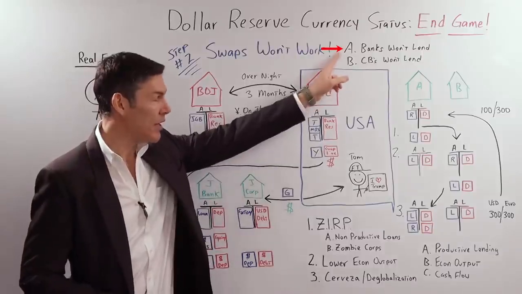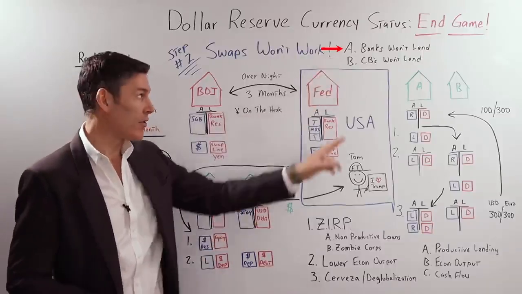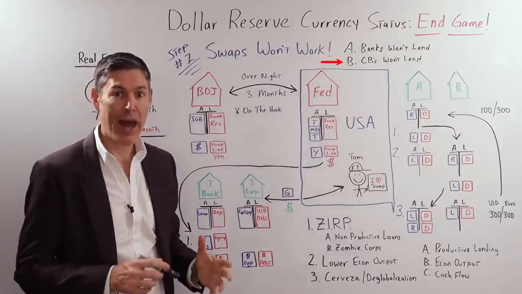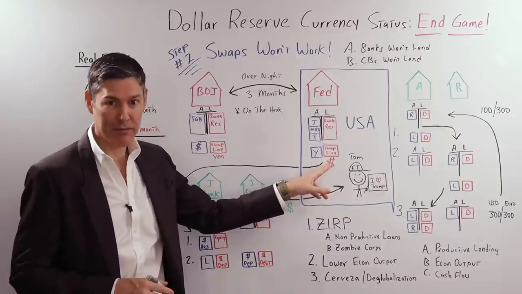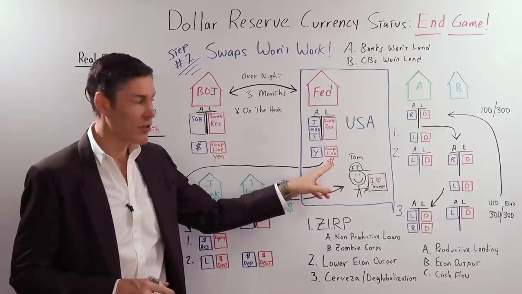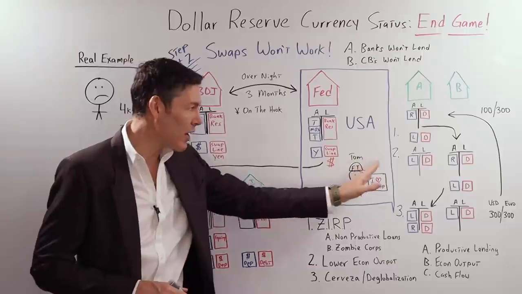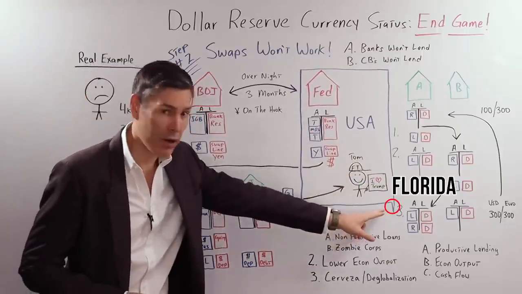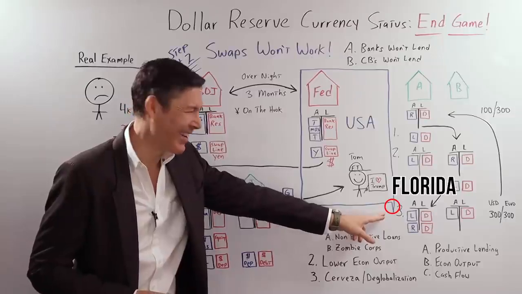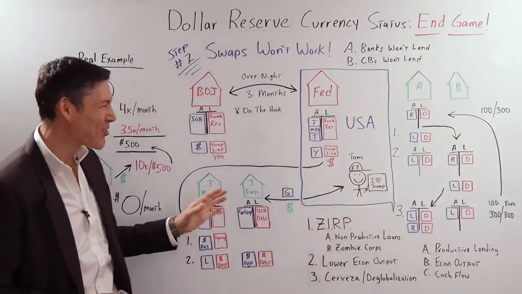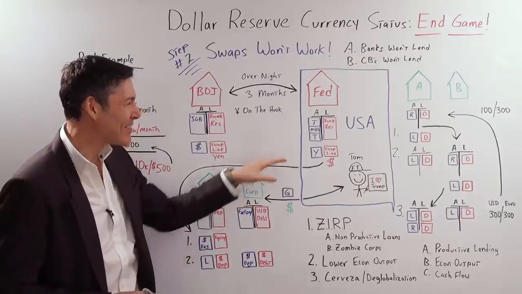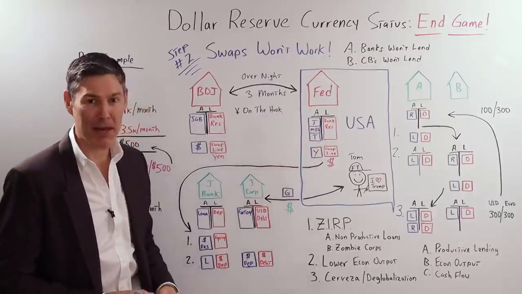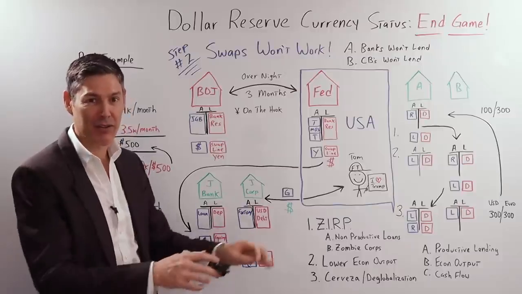So if the banks won't lend to the entities that need the dollars and the central banks won't lend to the entities that need the dollars, what happens to the swap lines? Well, all those dollars just stay inside of the United States. And this is obviously the United States. You can see Florida right here if you didn't know what that was. But those bank reserves and the swap lines stay at the Fed inside of the United States, basically under the Fed bed, and never get out into the system.